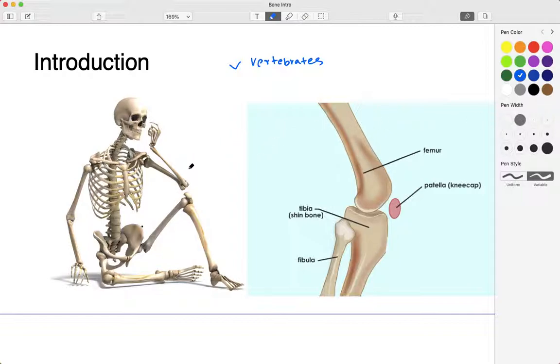Okay. Now, bones are living tissue. These are what? Living tissue. What does that mean? That means like muscles, right? Like other connective tissues and epithelial tissues, these are also considered living tissues, okay?